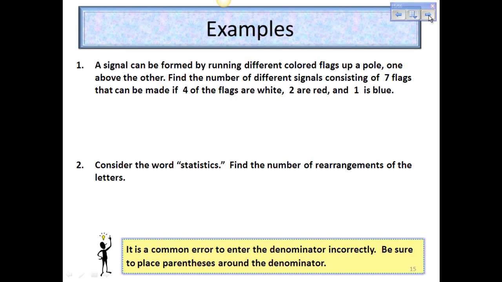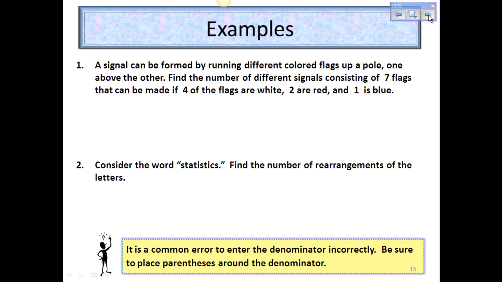So a signal can be formed by running different colored flags up a pole, one above the other. Find the number of different signals consisting of 7 flags that can be made if 4 of the flags are white, 2 are red, and 1 is blue. So we have identical items here because 4 are white and 2 are red.